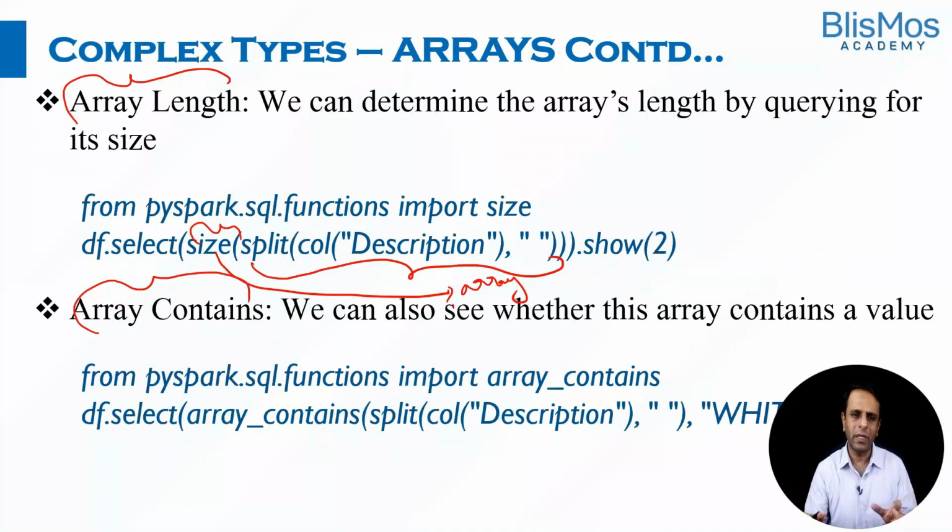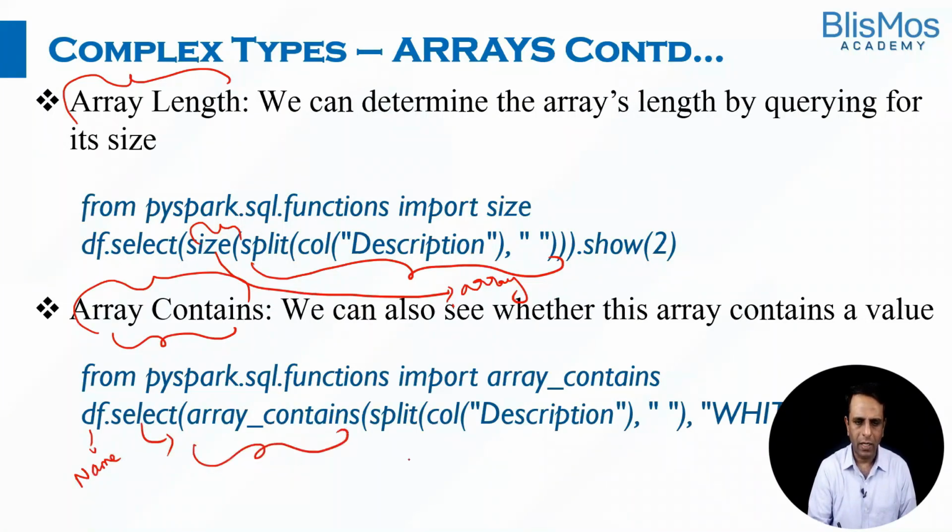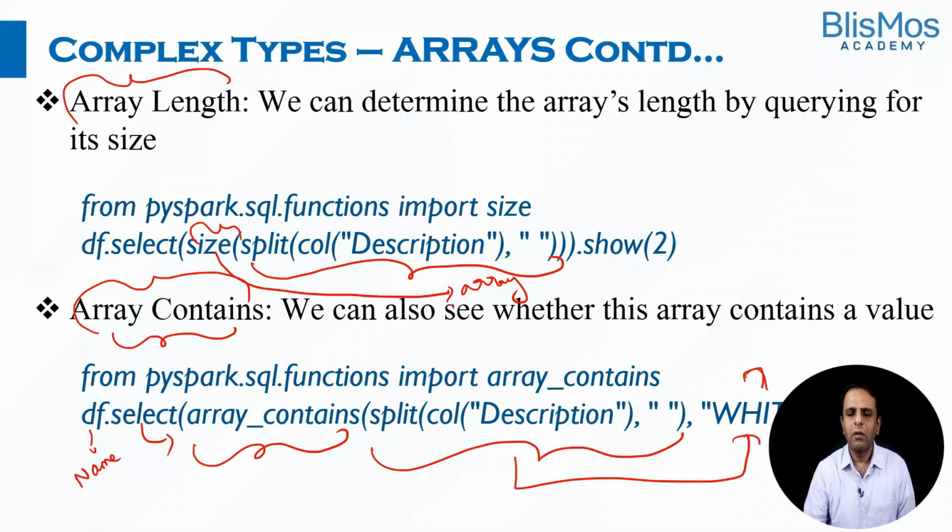The second is we can use an array contains function to check whether the array contains the string which we are trying to search for. The way we can do it is, this is the name of the data frame, and use select and use a function called array contains. So then this is an array, and I want to check whether this particular array has a string called white or not. This is how we'll be able to use the array contains function.